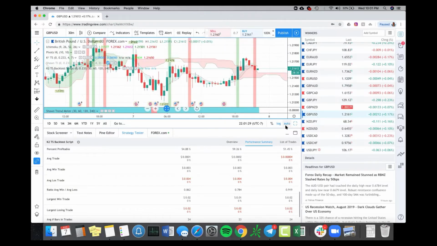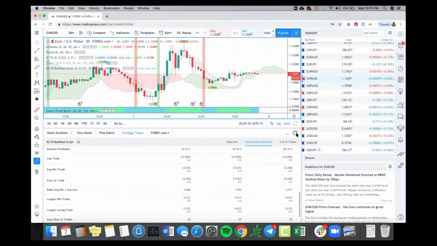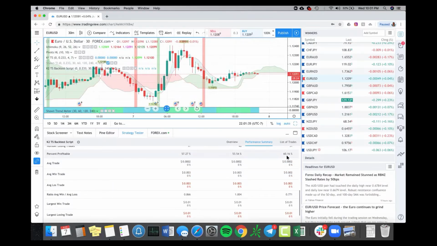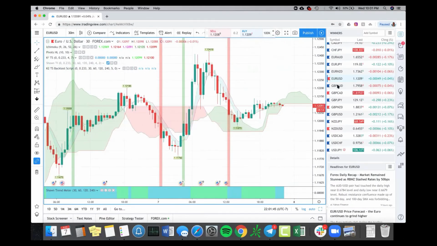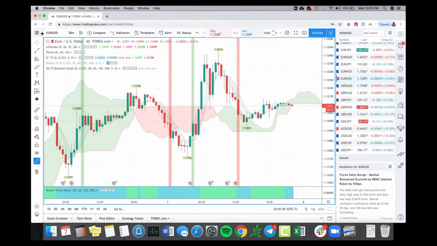There's a couple of pairs that have super high win rates. Like the Euro USD: if you take just sell positions, you would have been up 60%. That's a pretty good edge, because if you look at any other strategies, none of them are above 50%. Do you guys have any other questions about the strategy?